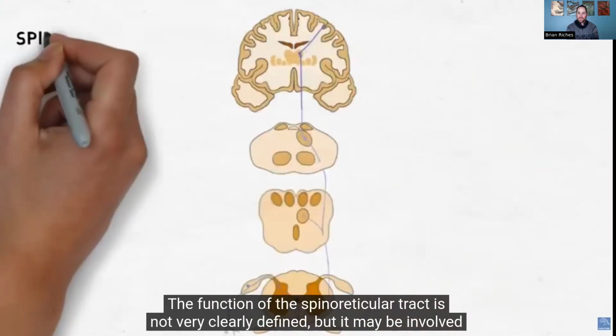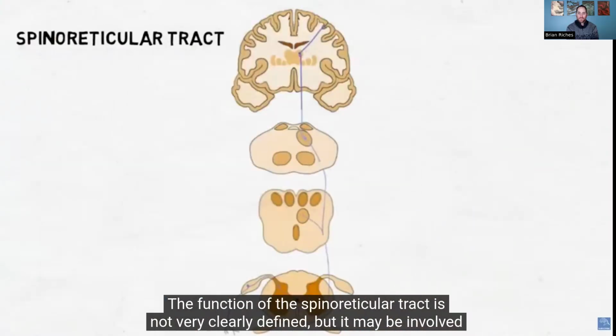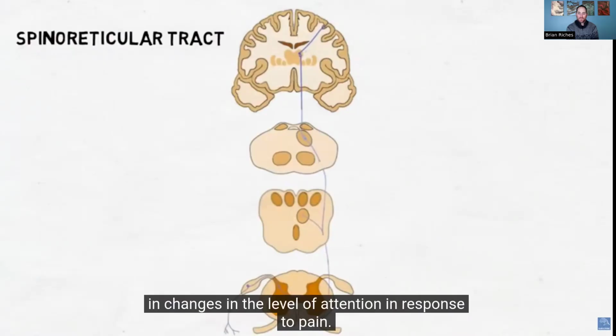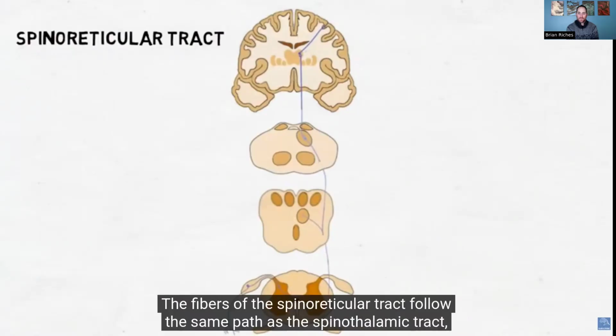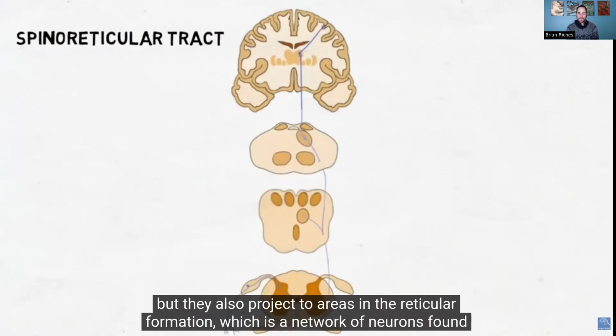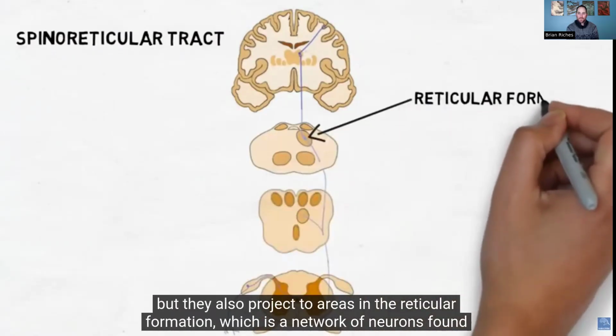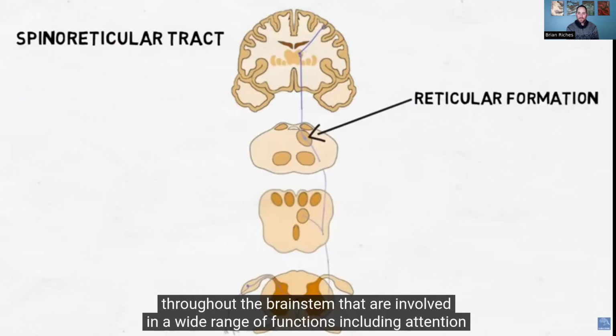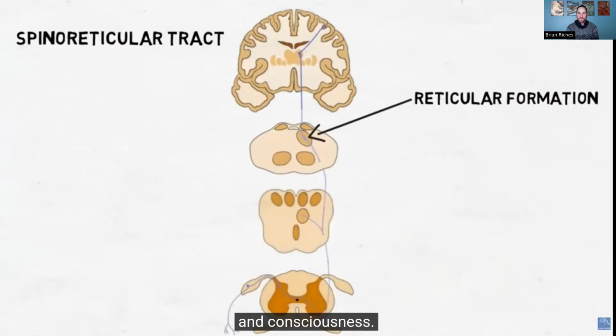The function of the spinal reticular tract is not very clearly defined, but it may be involved in changes in the level of attention in response to pain. The fibers of the spinal reticular tract follow the same path as the spinothalamic tract, but they also project to areas in the reticular formation, which is a network of neurons found throughout the brainstem that are involved in a wide range of functions, including attention and consciousness.